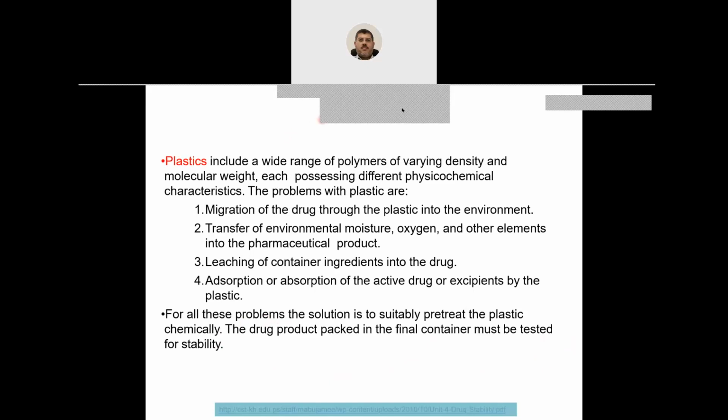When it comes to plastics, they include a wide range of polymers of varying densities and molecular weight. Each possesses different physical-chemical characteristics. There are some problems with plastics, like migration of the drug through the plastic into the environment. There will be absorption of the drug into the plastic, and some volatile compounds may even migrate out of the package. And then also they may allow elements from the environment like moisture and oxygen and other gases to enter into the package to reach the formulation.